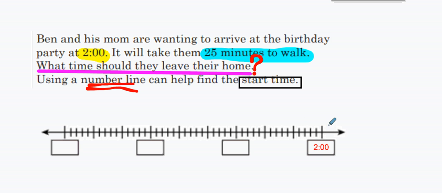So I'm going to be looking at this number, 25 minutes. I'm going to go back 25 minutes. When I look at the number 25, this digit in the ones place is the number what? 5, right? So I'm going to be skip counting by 5s.